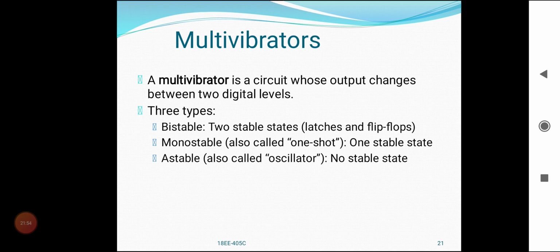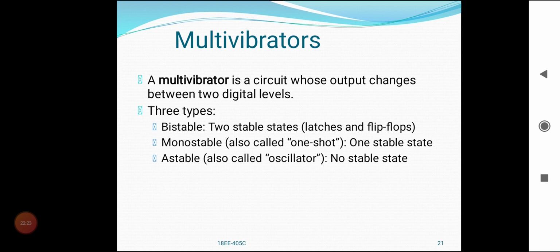Astable means no stable states. It is a free-running multivibrator. It is an oscillator. It is a square wave generator. Monostable means one stable state, and another quasi-stable state. It is a one-shot pulse generator. Bistable means it has two stable states.